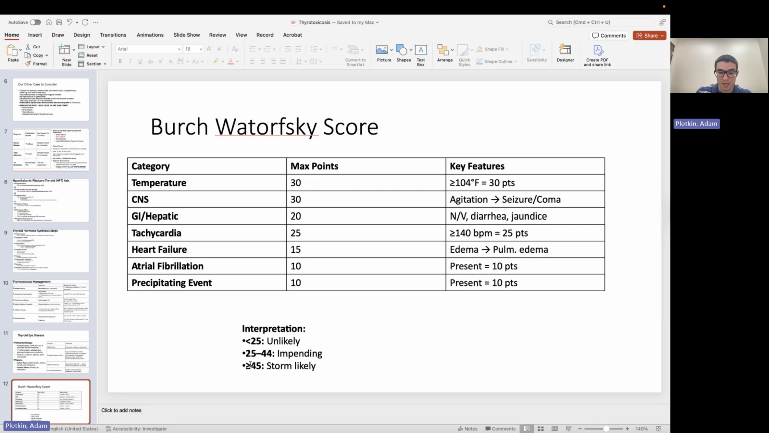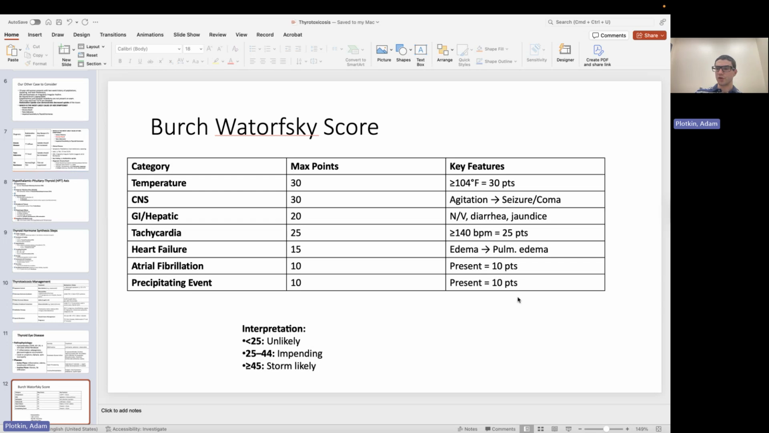If the patient has a score of over 45, they're likely in thyroid storm. If it's 25 to 44, the storm is pending. And if it's less than 25, it's unlikely. So again, I told you with thyroid storm, we usually admit them to the ICU. We get beta blockers, PTU, iodine, and steroids. And we're going to have to watch really closely.